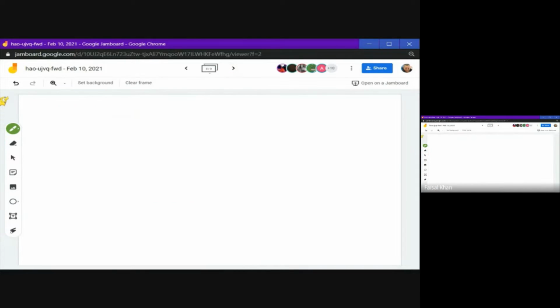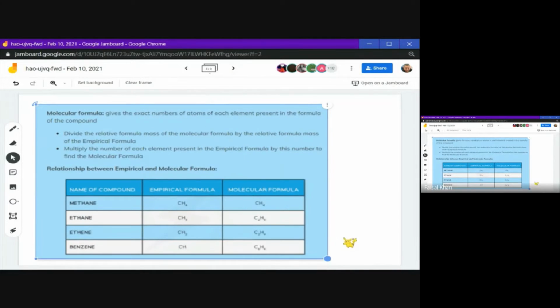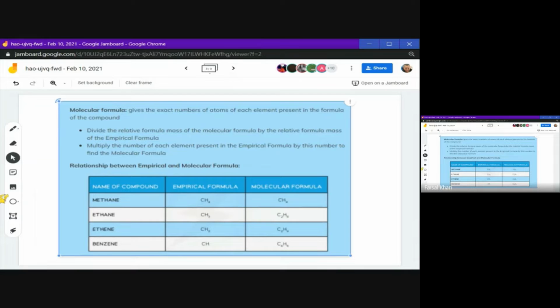No, sir. Right. Okay, right. So I'm going to give you some examples of the relationship that there is between empirical and molecular formula in the next slide, which is slide 3. I'll give you a better version of this very shortly.